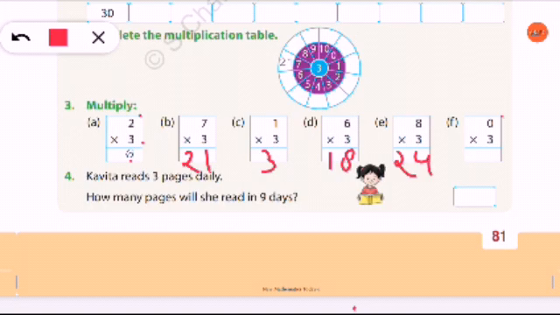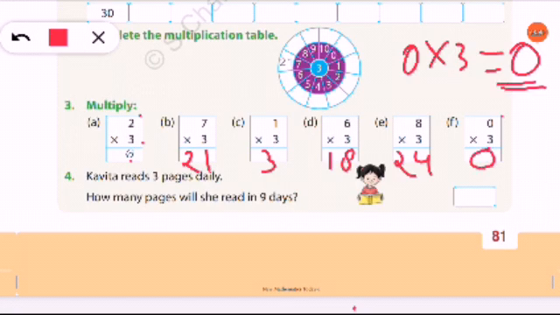See, now your 0 is there. In multiplication, if 0 is multiplied by any number, the answer will be 0. If a number is multiplied by 0 or 0 is multiplied by any number, then the answer will be 0. So here the answer will be 0.